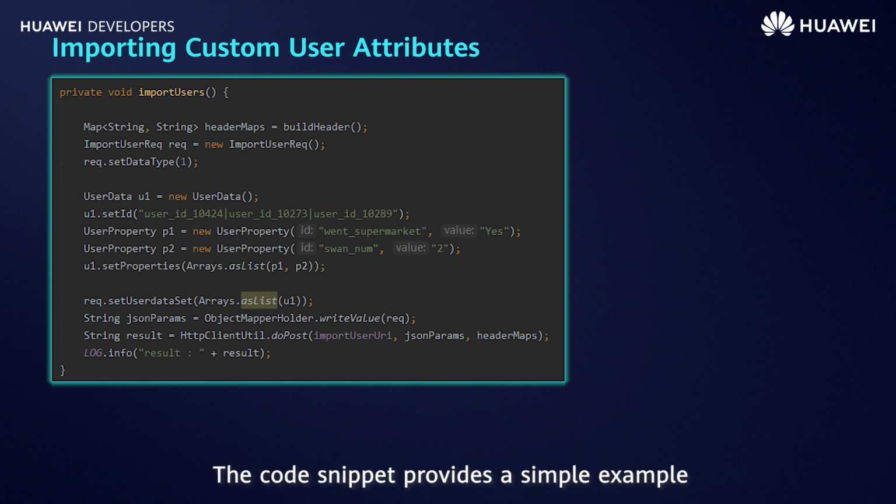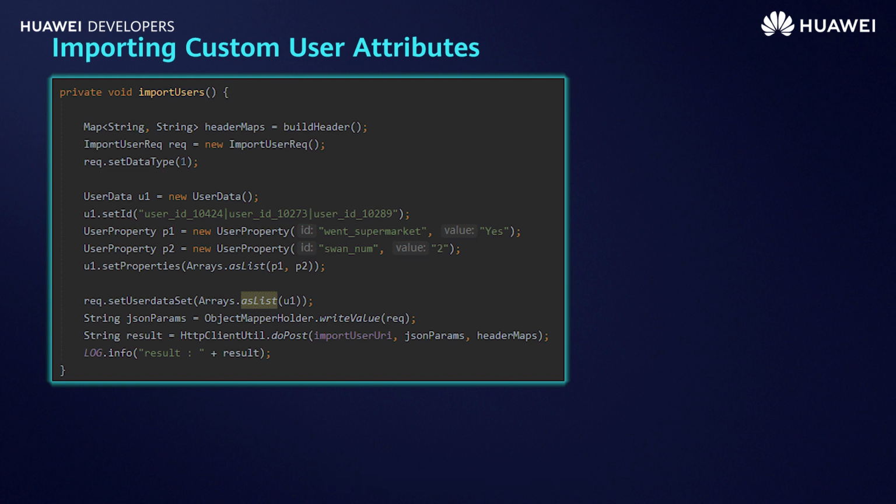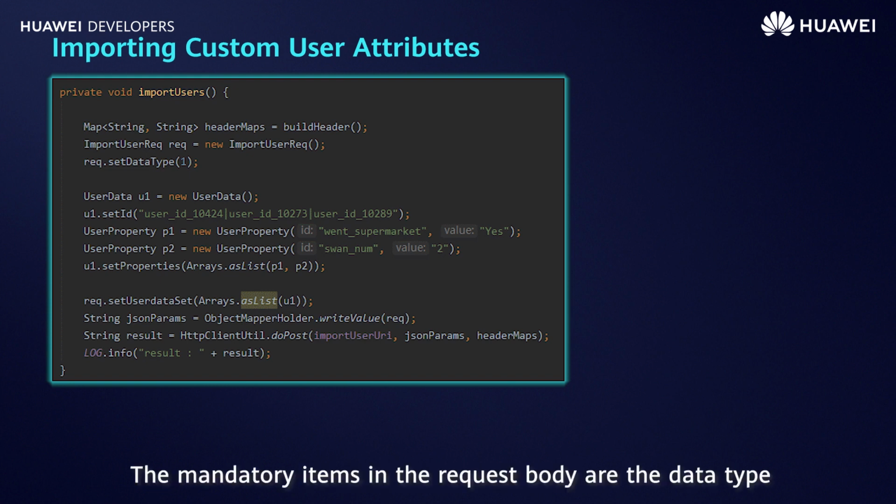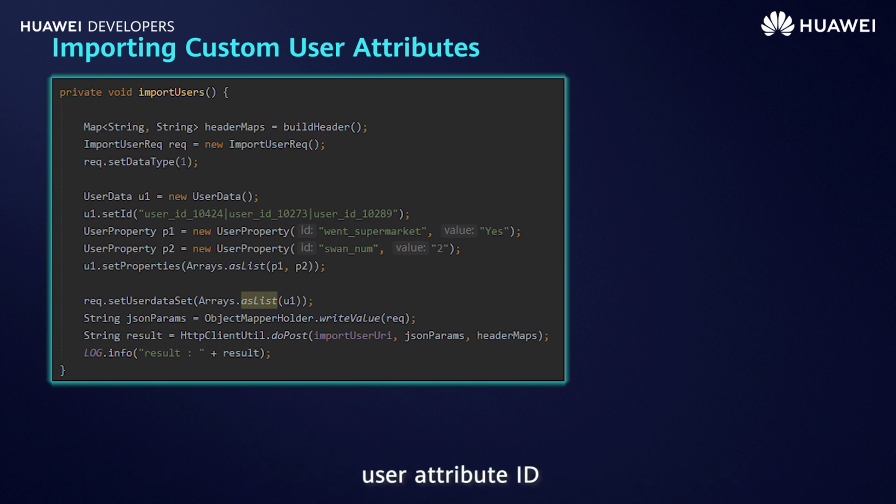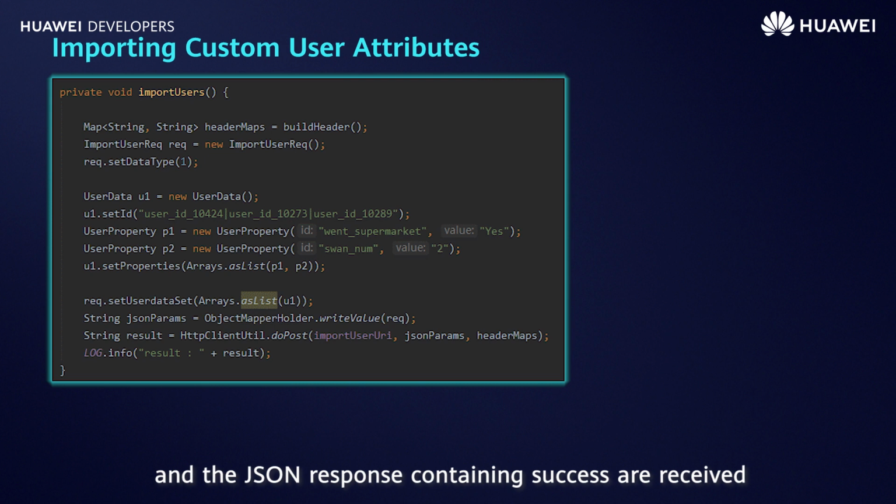The code snippet provides a simple example of calling the user attribute import API to import user attributes. The mandatory items in the request body are the data type, user ID, user attribute ID, and user attribute value. The data type must be set to 1 because the user attribute is customized. If the status code 200 and the JSON response containing success are received, the user attributes have been successfully imported.